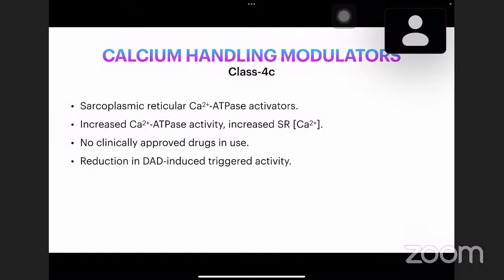Coming to class 4C, these are sarcoplasmic reticulum calcium ATPase activators. They increase the calcium ATPase activity and increase the calcium in the sarcoplasmic reticulum. They reduce the delayed afterdepolarization induced trigger activity. There are no clinically approved drugs in this class also.